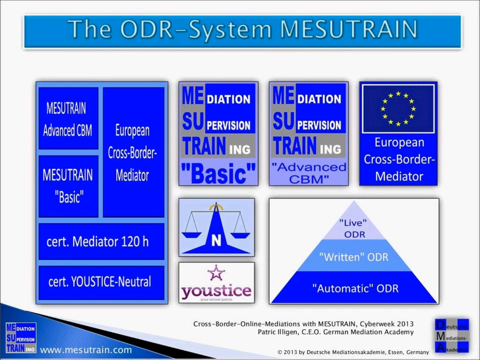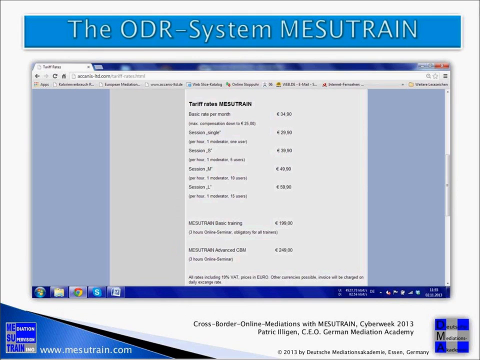Okay, so a short view on the rates. We've got very low rates using this system. The basic rate is, let's say, 35 euros per month. And afterwards, you're booking each session, for example, a single session for 30 euros.